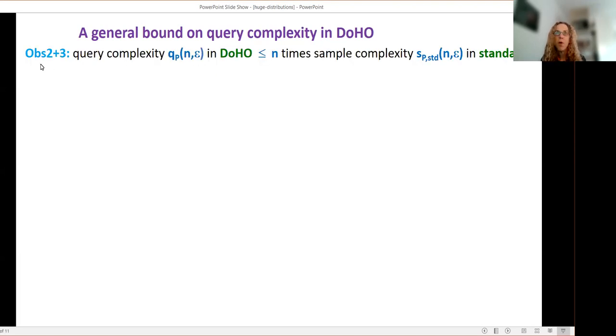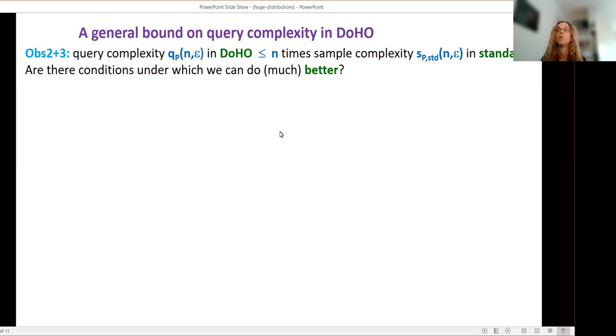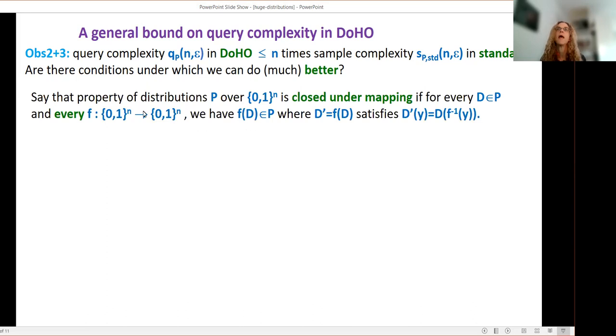So let's remember, by combining observations 2 and 3, we have that the query complexity in the DOHO model, which I'll denote by Q sub P and epsilon, is upper bounded by n times the sample complexity of the same property in the standard model. And what we asked, as we said before, is: are there conditions under which we can do much better? So indeed, there are. And so let me define the following notion of properties of distributions being closed under mapping.